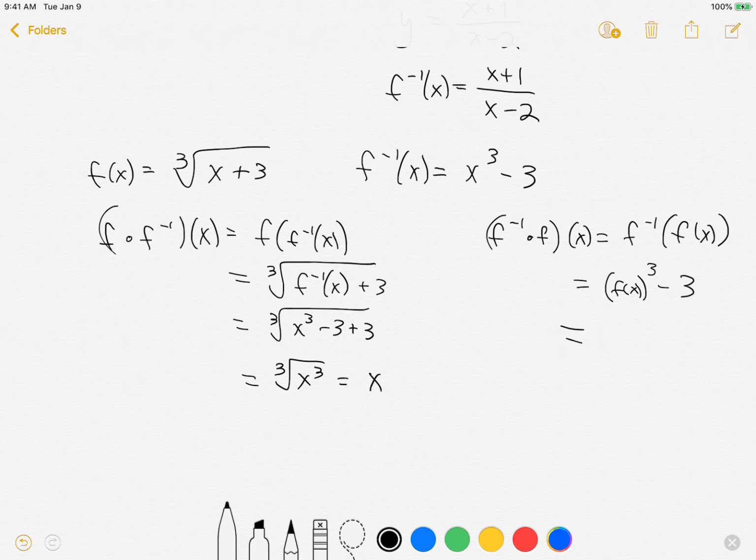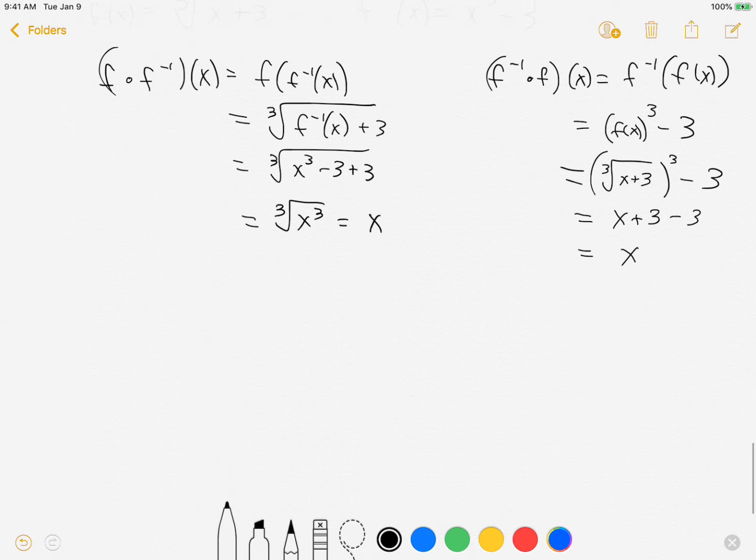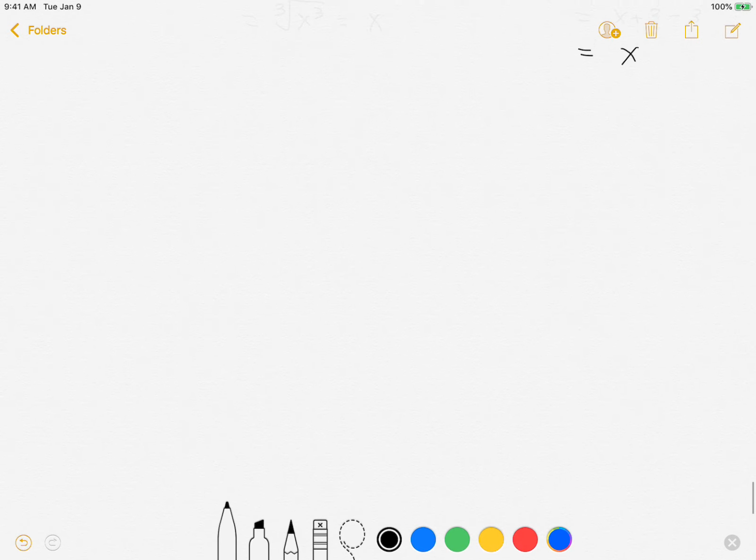Plugging in f of x into f inverse, then replacing that guy. The cube root and the cube undo each other. The plus 3 and minus 3 undo each other, and we end up with just x. Okay, now that was just proving that it works. How can we go a step further?